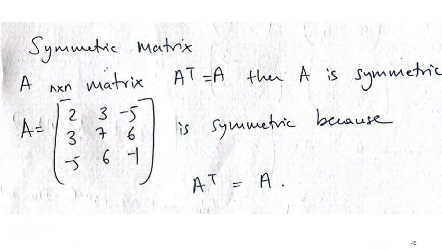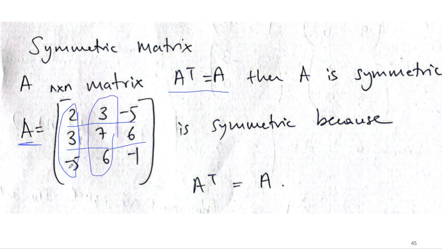What is a symmetric matrix? The definition tells us that for an n by n matrix, if A transpose equals A, then we call this matrix A a symmetric matrix. You can immediately check with this example. 2, 3, minus 5 is also the same as the column. 3, 7, 6 and 3, 7, 6, the same. And we have minus 5, 6, 1 and minus 5, 6, 1. So A transpose equals A.